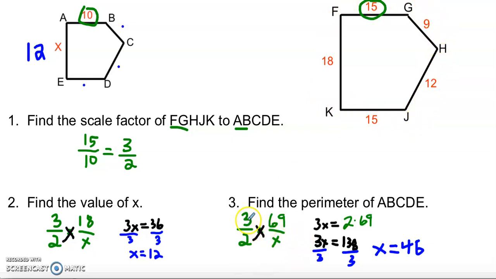So then when I cross multiply, 3 times x is 3x. 2 times 69 is 138. And then if I divide both of these by 3, I get x equals 46. So the perimeter going around this one is 46.